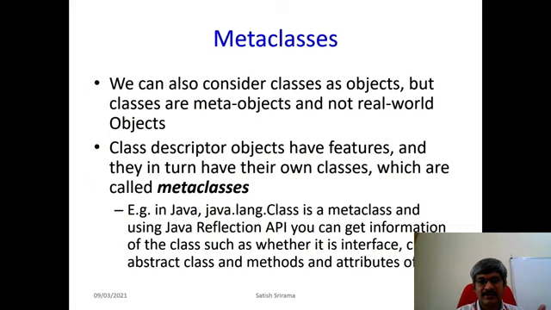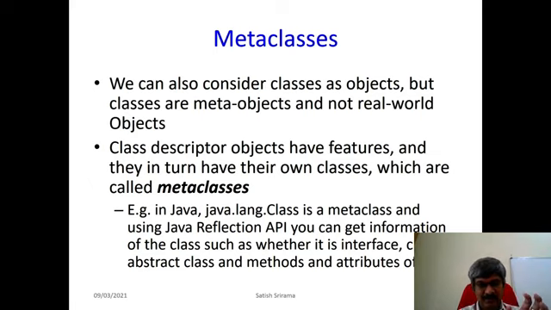Different languages have different levels of implementation. Pure object-oriented languages, something like Smalltalk, have better features for that. But as far as our course is concerned, Java has java.lang.Class as a metaclass, and you can use the Java Reflection API. Of course, you have to get the reference to that class using Class.forName, giving the exact name of the class, including the package hierarchy. That gives you the reference to a class, and from that you can get information like whether this class is an interface or an abstract class.